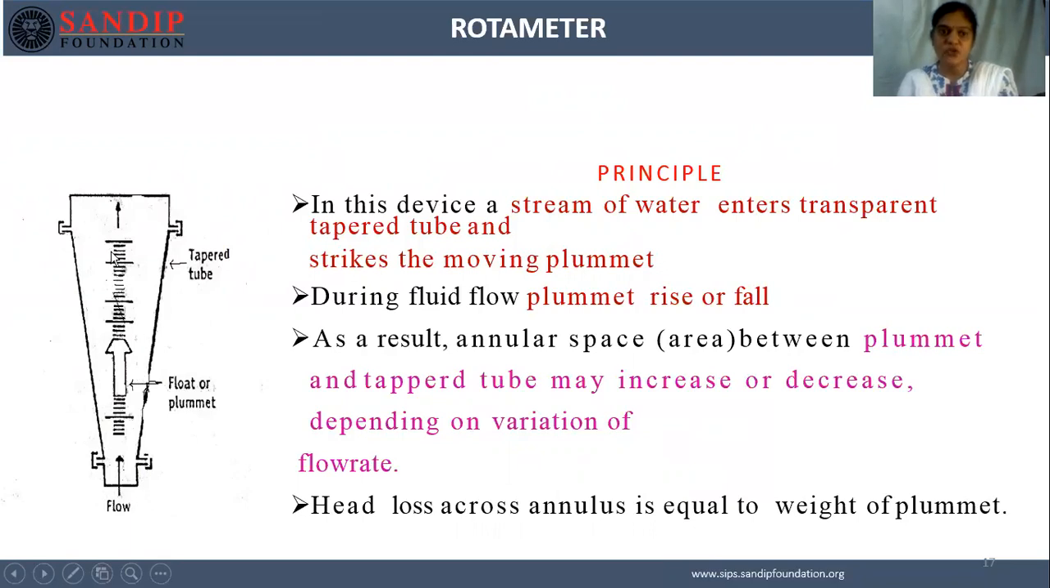So let us see here in short the construction. This rotameter consists of a vertical tapered tube, which is mounted with the narrow end down. The tube is usually made of glass, on which a linear scale is inserted, as shown in this diagram. Then a solid plummet, or float, is placed in this tube, as shown in this diagram. The diameter of the plummet is smaller than the narrowest part of the tube.